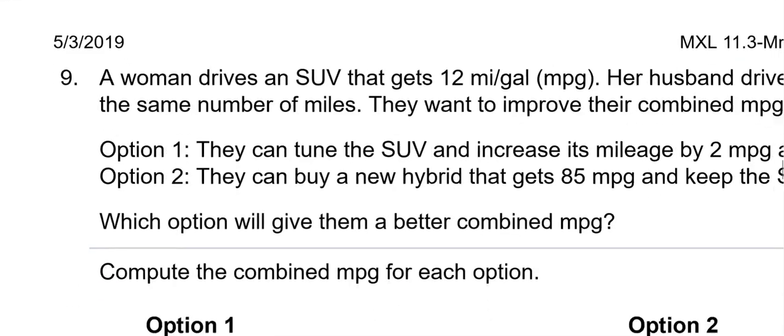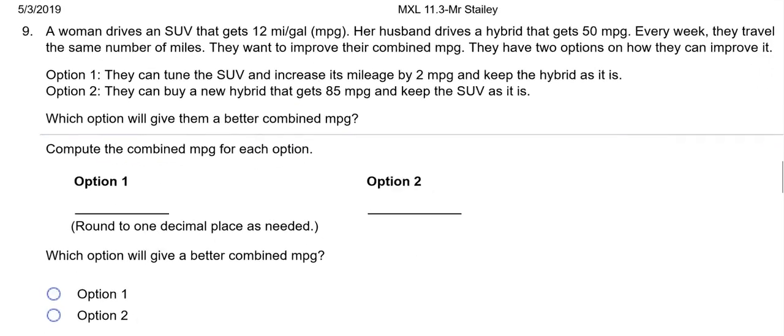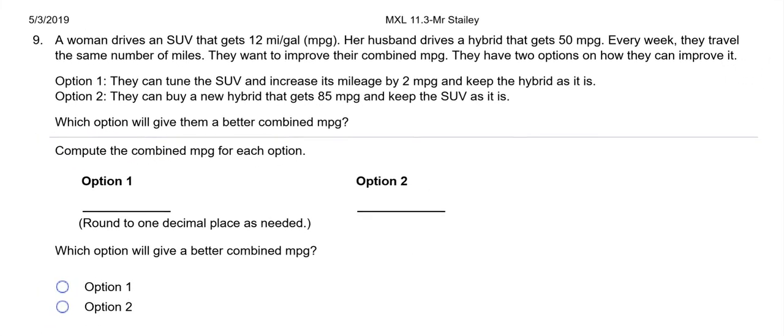Now, this question's not going to be on your test, okay? But it's an interesting question. A woman drives an SUV that gets 12 miles per gallon. Her husband drives a hybrid that gets 50 miles per gallon. Every week, they travel the same number of miles.